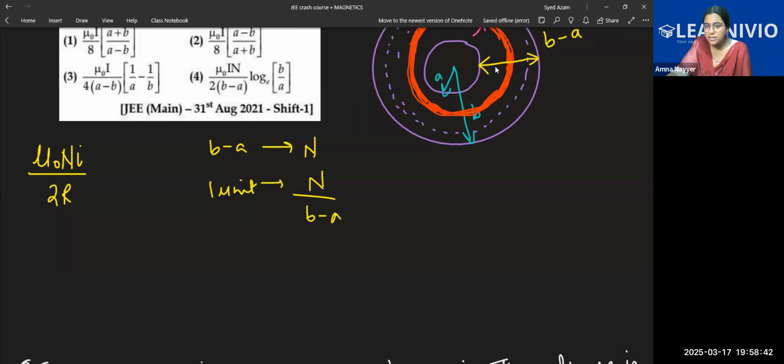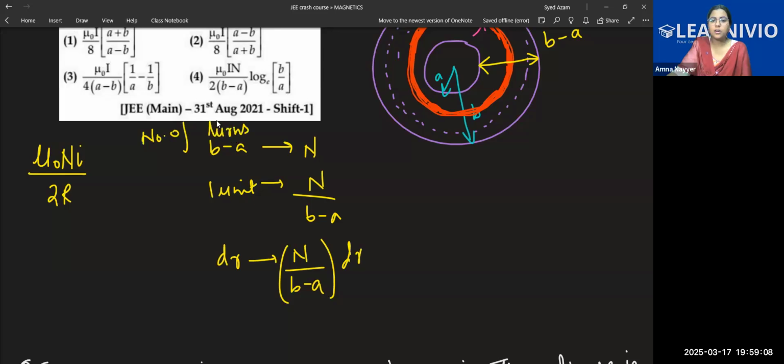So for this thickness dr that I want to calculate, it will be N by B minus A into dr. This is the number of turns. Is it clear? See, number of turns is for B minus A, it's N. So for dr, it will be N by B minus A into dr. Have you understood it till here? Yes, ma'am.